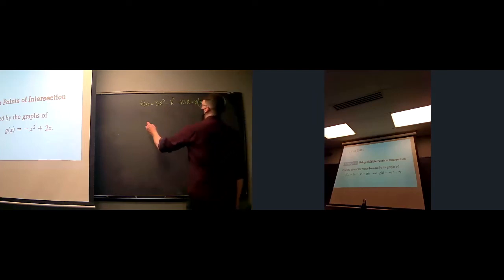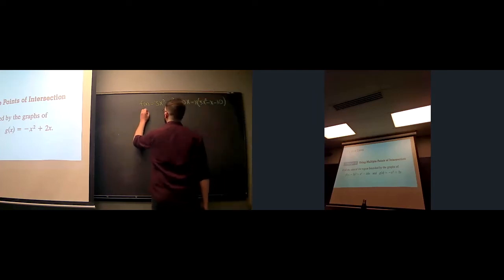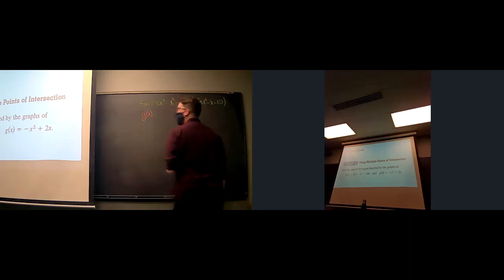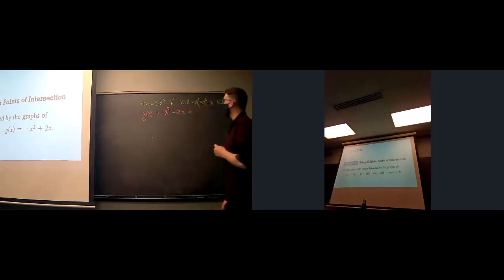Now, the next function is g of x, and it's equal to negative x squared plus 2x. Right away, we can pull out a factor of x. When we do, we're going to rewrite this to get x times 2 minus x. All I did was flip the terms, and then factor out that x.